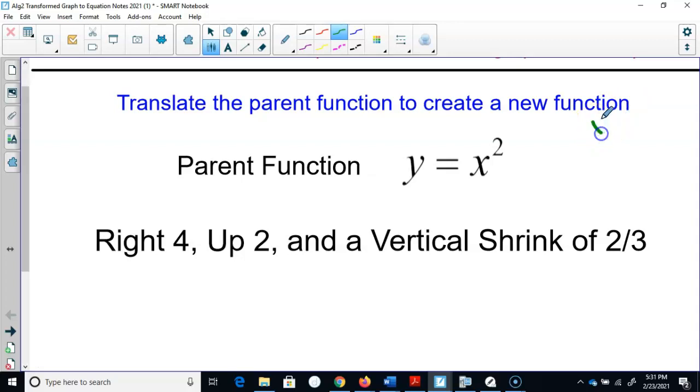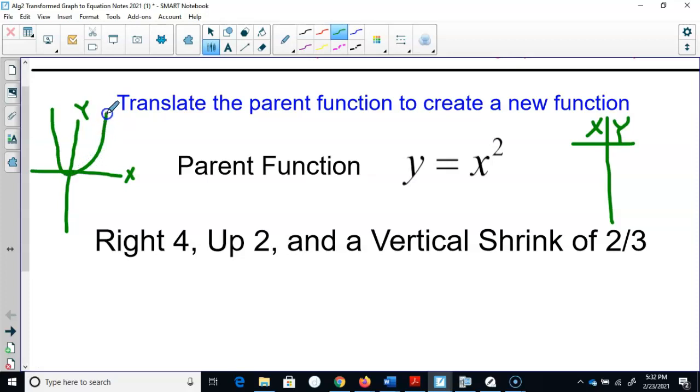So we have this parent table, okay? And we could fill it in. I'm not going to fill it in, but we know that we have this parent graph. Here's my x and my y. And that parent graph looks like a nice U. And I'm sketching that so it doesn't look the best. So what's happening to go right 4?